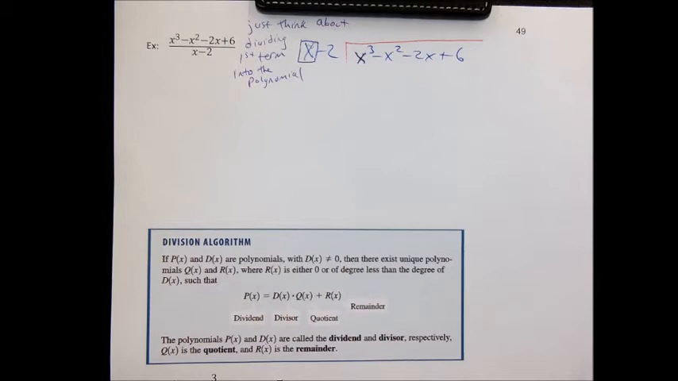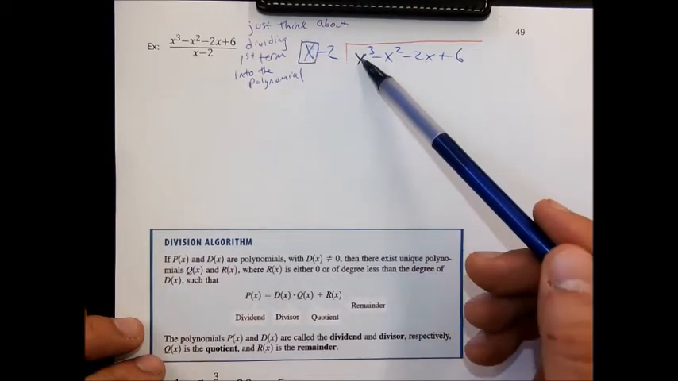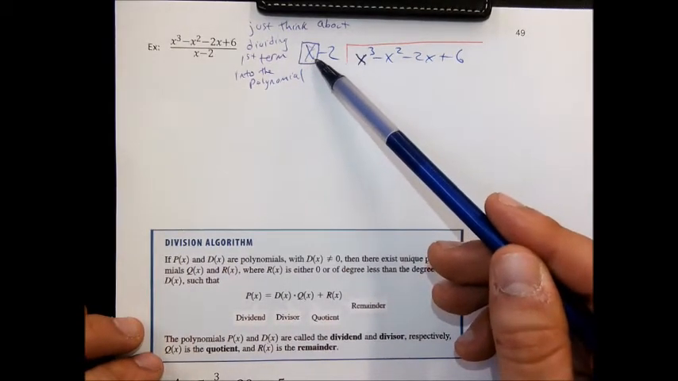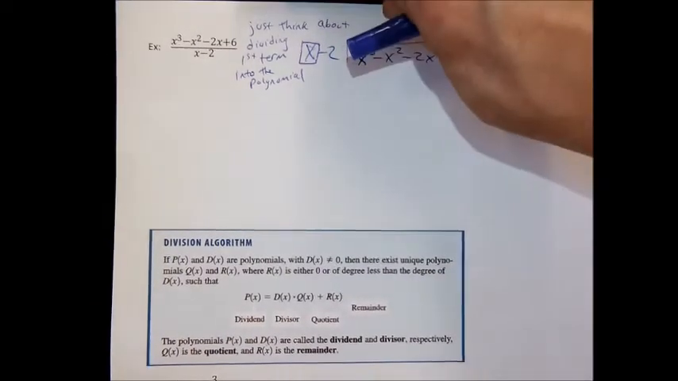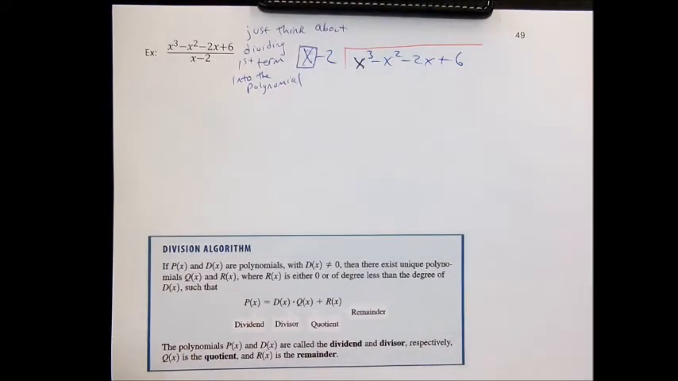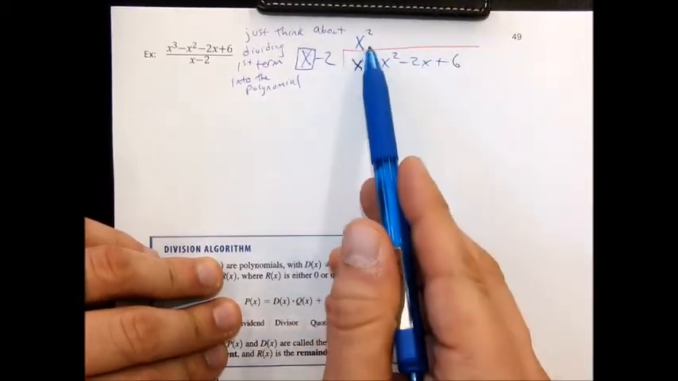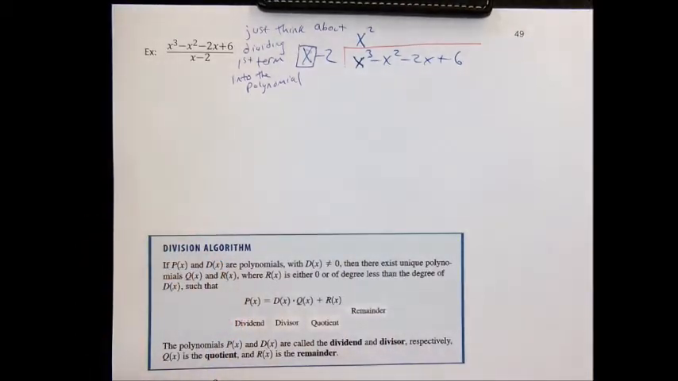And what we do is we think, how many times does x go into x cubed? Or the other way to say that is, what do I need to multiply x by in order to get x cubed? So x squared is that answer, and then we put that right up here. Because x squared times x gives me x cubed. Very similar to what we did on the last page.